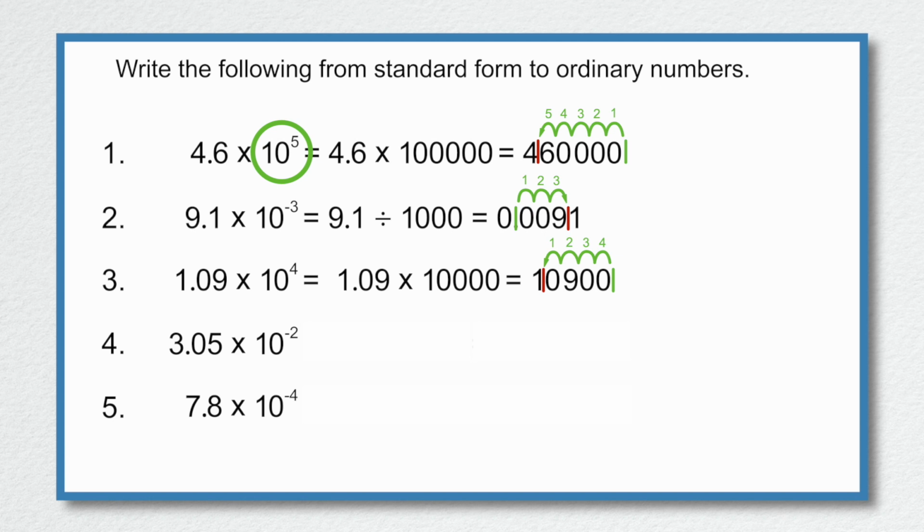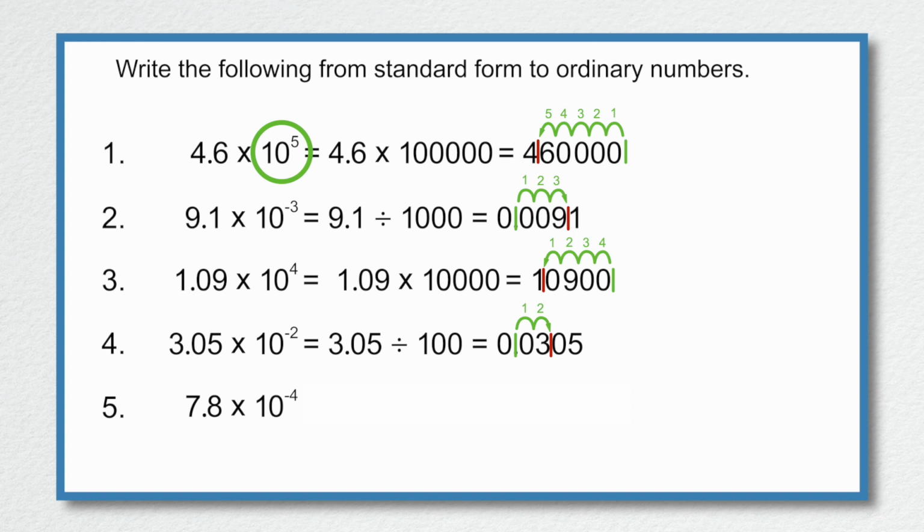3.05 multiplied by 10 to the power of minus 2. 10 to the power of minus 2 is 1 over 10 to the power of 2, or 1 over 100. Basically, we've got 3.05 divided by 100, which is equal to 0.0305. And here's a quick check.